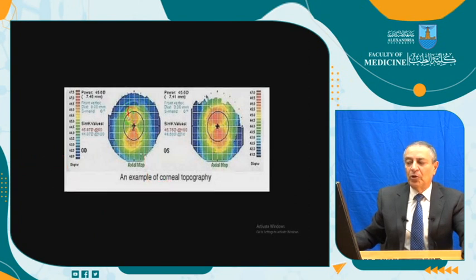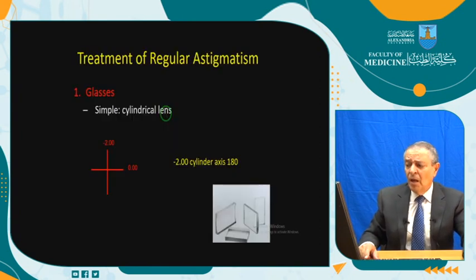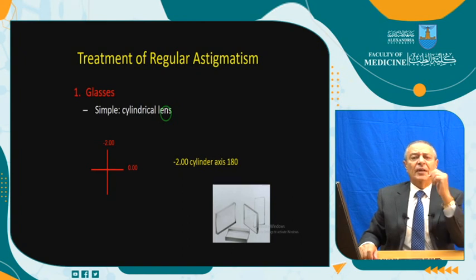We are seeing what we call regular bow ties, meaning that the vertical meridian is more spherical than the horizontal in both eyes, and this is regular astigmatism that can be corrected with glasses. How to treat? With cylindrical lenses.